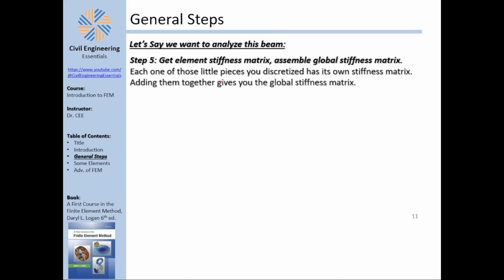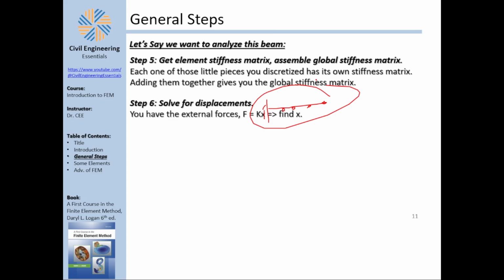Step 5 is, well, I have the stiffness matrix of one element, but remember, I have discretized my beam into multiple elements, so I need to find the stiffness matrix of the full beam. This is something called assembly of the global stiffness matrix. It's not as easy as it sounds. There are some transformations involved here, but this is for later.